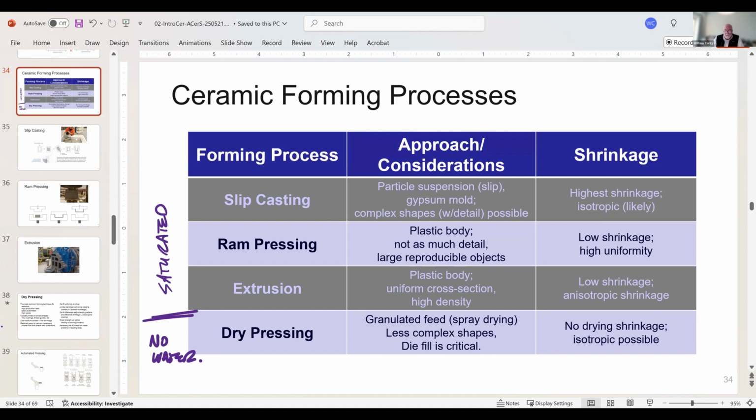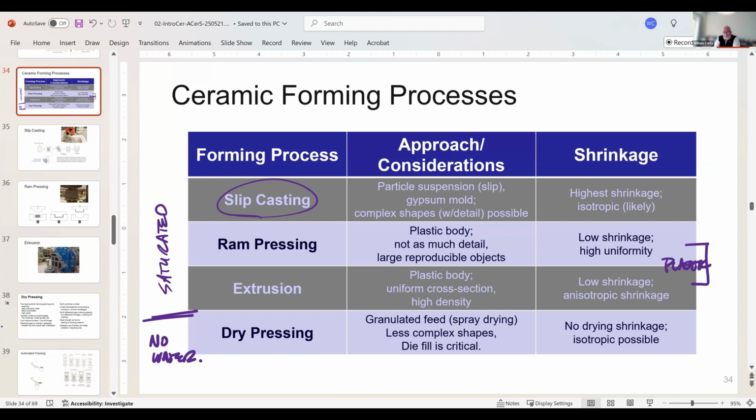Saturated means they have more water than is necessary to fill the pore structure. So these two are also called plastic forming techniques, meaning that you plastically deform the body, whereas slip casting is a suspension technique. Slip casting is not the oldest technique.